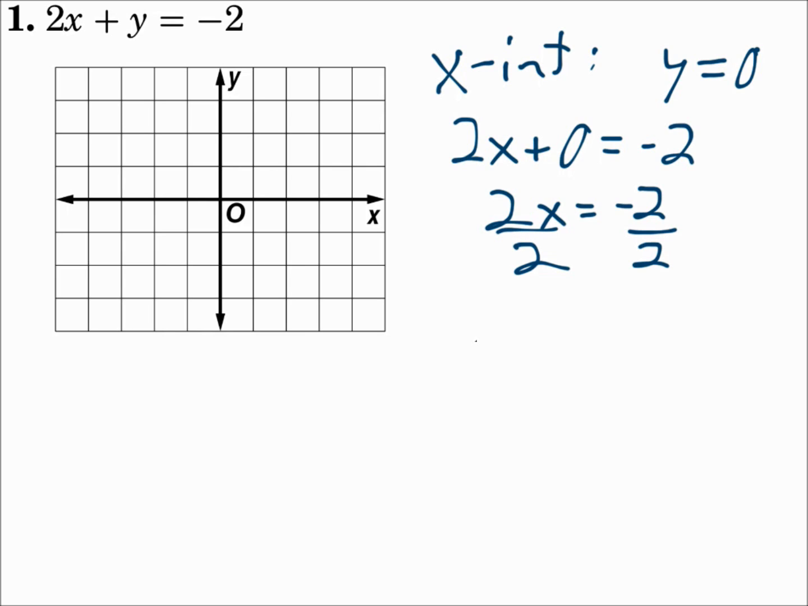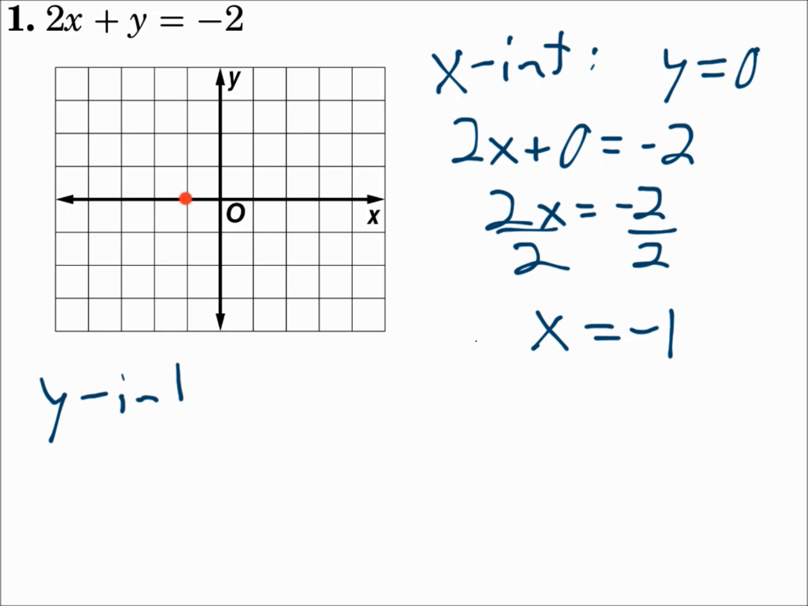The 2's cancel on the left, leaving x. -2 divided by 2 is -1. So the x-intercept is -1. That's the coordinates -1, 0, because x is -1 when y is 0.